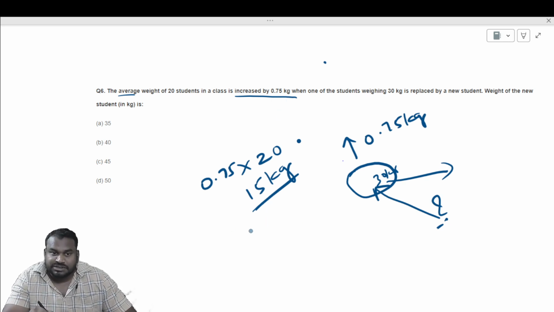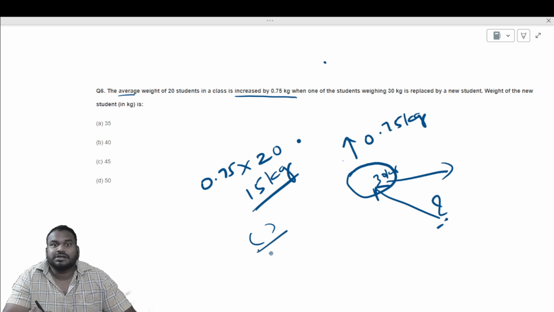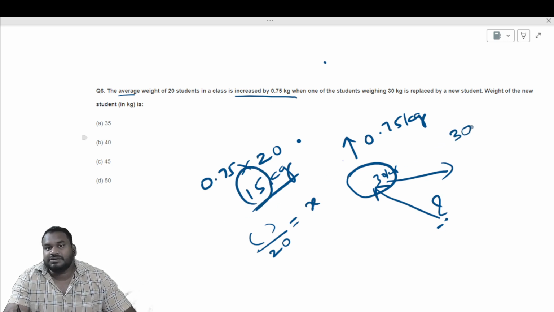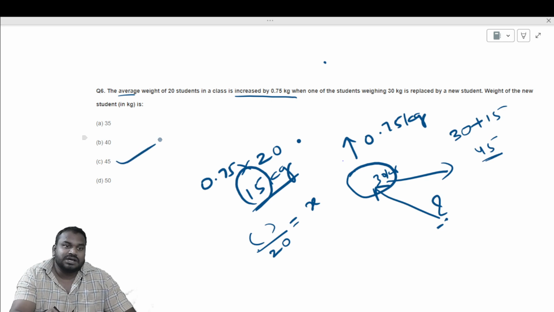So you can verify this. See, initially some average was there: some total weight in kg divided by 20, we got some value x. Now there is an extra value added. So the person who went out has 30, and the extra added because of the new person is 15. So 45 kg is the weight of the new person.